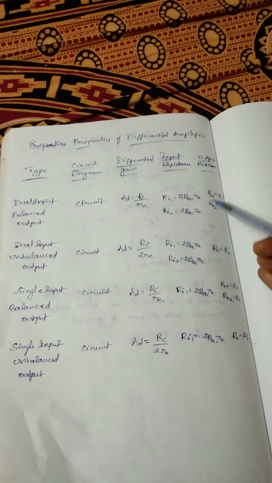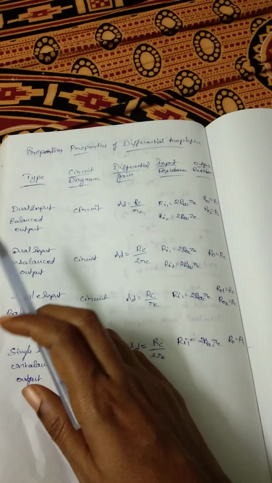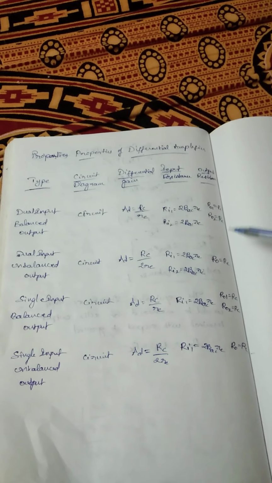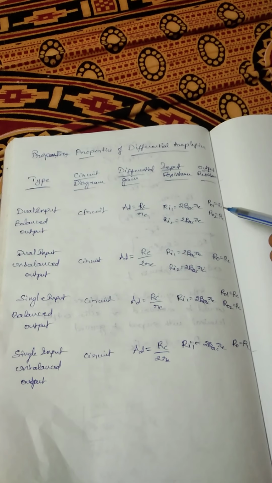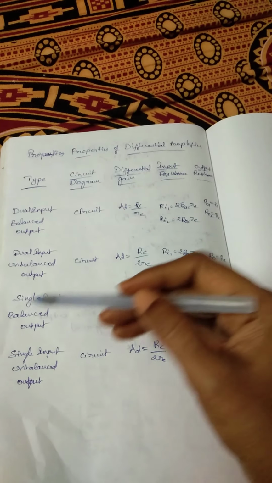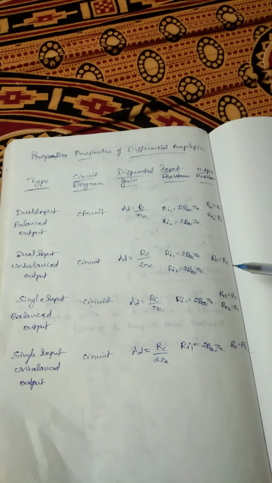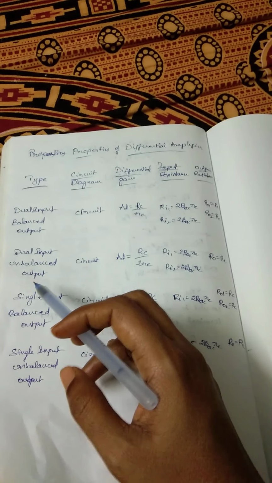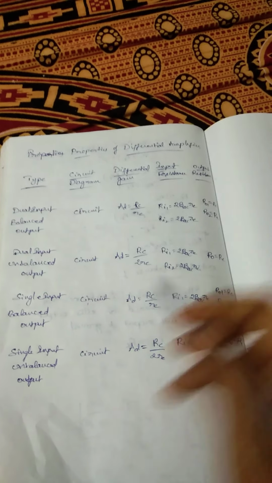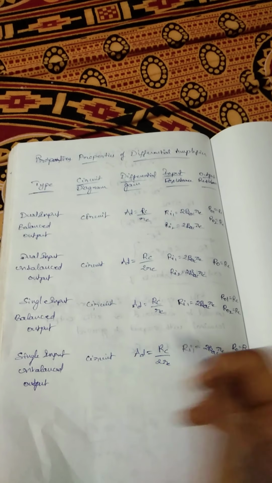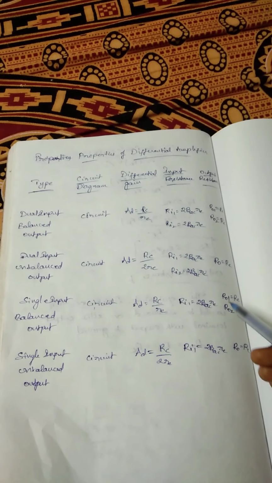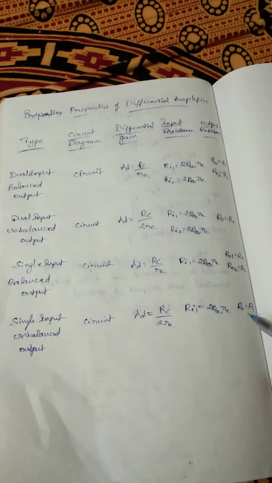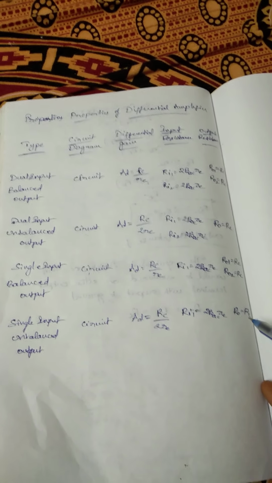And the last column is output resistance. For the balanced output configuration, we are taking the output between two collectors. Hence we have two output resistances, that is RO1 is RC, RO2 is also RC. In this case we have only one output resistance because here we are taking the output at one collector with respect to ground, that is R0 is equal to RC. In the balanced output configuration, we can have two output resistances, that is RO1 is equal to RO2 is equal to RC. And in this case we have only one output resistance, that is R0 is equal to RC.